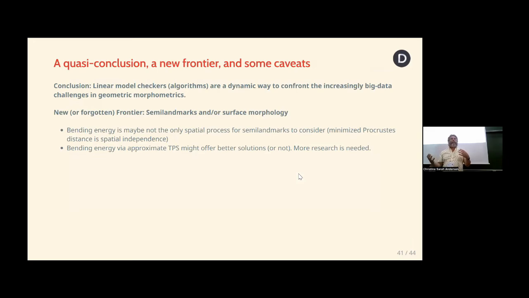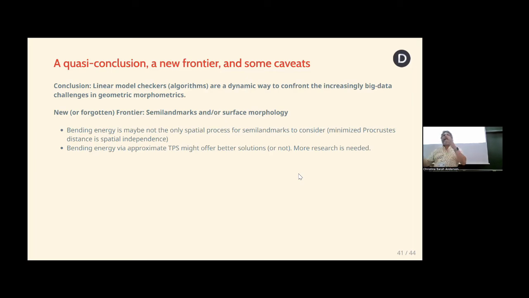So I just want to wrap up here with kind of a conclusion, but talk about what this means. Now, I'm trying to figure out a way that your geomorph user experience is better. But in the process of doing this, I start making some discoveries. So I'll start with the conclusion first. The nice thing about linear model checkers is it's dynamic. These algorithms can be improved. They can get better when we start developing faster processors with more threading.